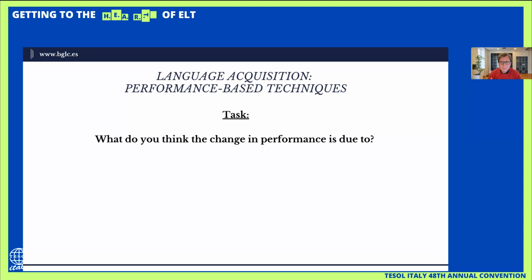So what do you think the change in performance is due to? What did I do after she'd provided her first utterance? What did I do to improve that utterance and improve that performance? Okay, so it's simple. These are not difficult things, but they do need to be noted as part of a process. So first of all, no interruptions.